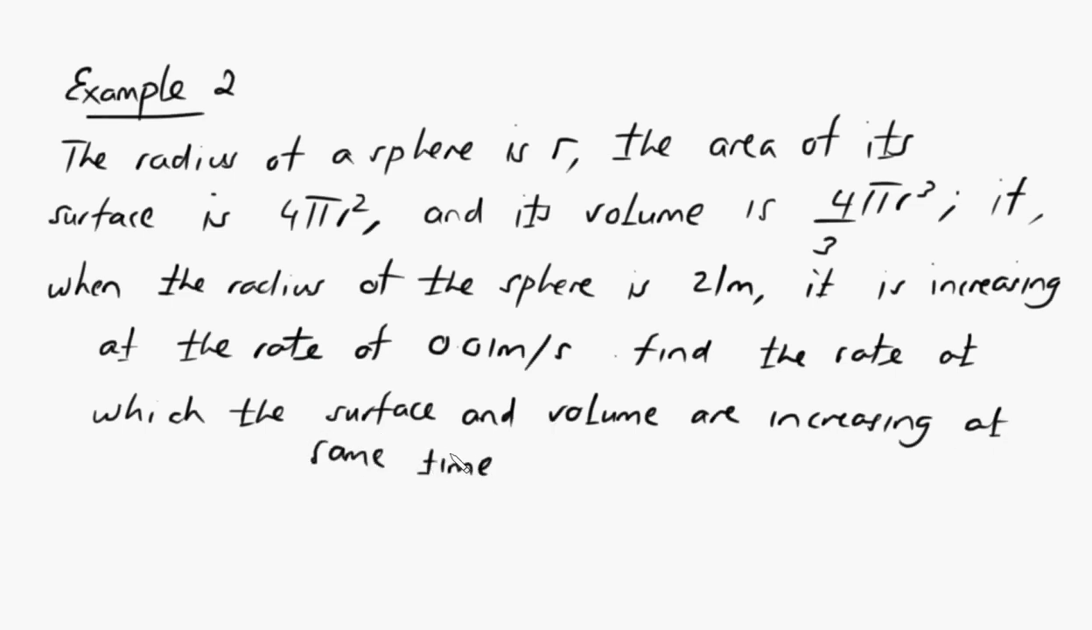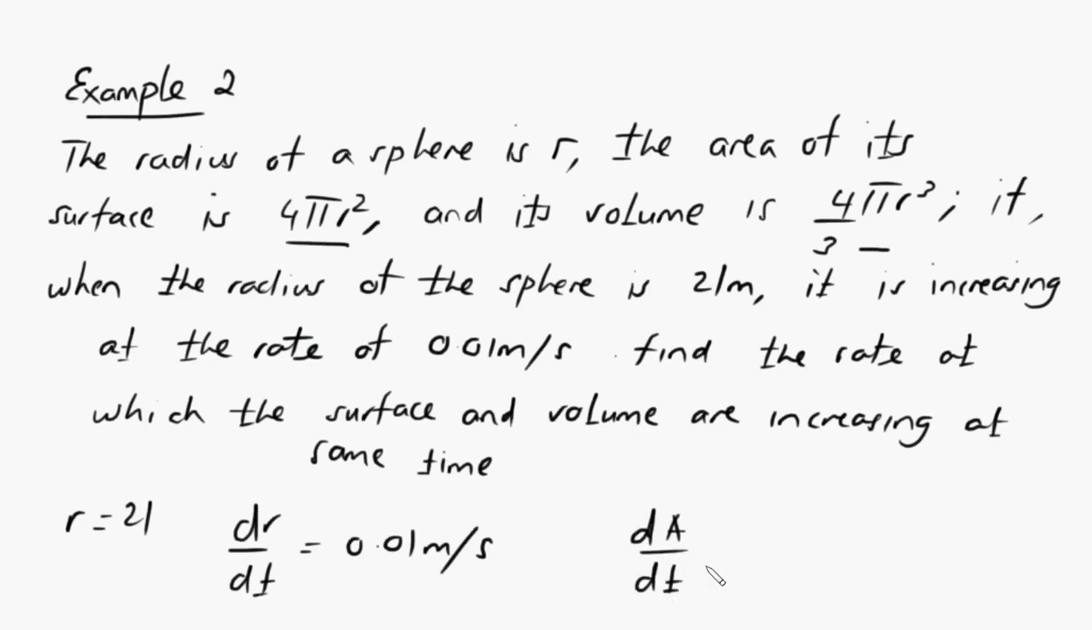So you have been given a sphere with radius r, its area is this, its volume is this. Its radius is 21. Then that radius is increasing at a rate of 0.01 meters per second. We'll find the rate at which the area is increasing and the rate at which the volume is increasing. This is what you are required to do here. So let's get to work.